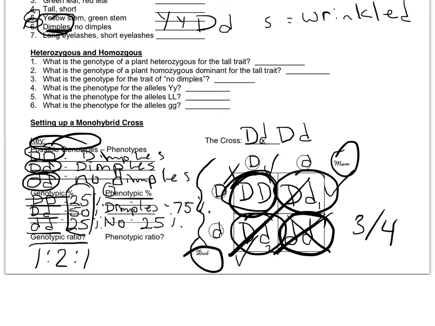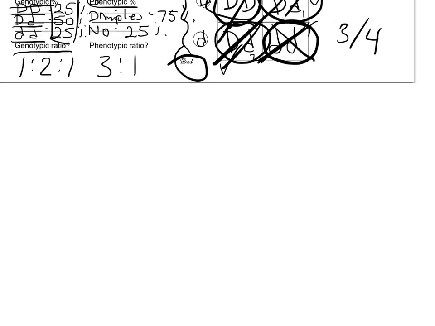For phenotypic ratio, we're using the ratio of how many have dimples to how many don't have dimples. 1, 2, 3 have dimples. 1 does not. 3 to 1 is our ratio. All right, moving along to the next page.